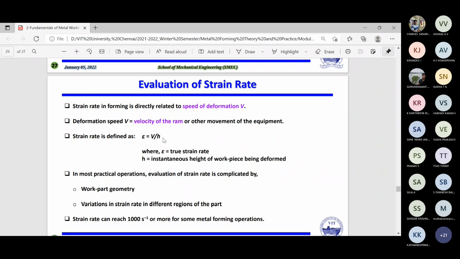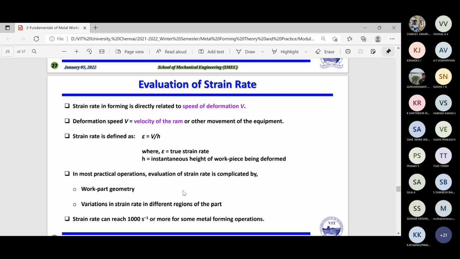H I will show maybe after one or two slides, because I could not put this picture here. Maybe after one or two slides I will put it again with a schematic diagram. So H equals the instantaneous height of the workpiece. Maybe you can tell this is the height, or you can tell how much area it is deforming. Maybe the small length also you can tell.